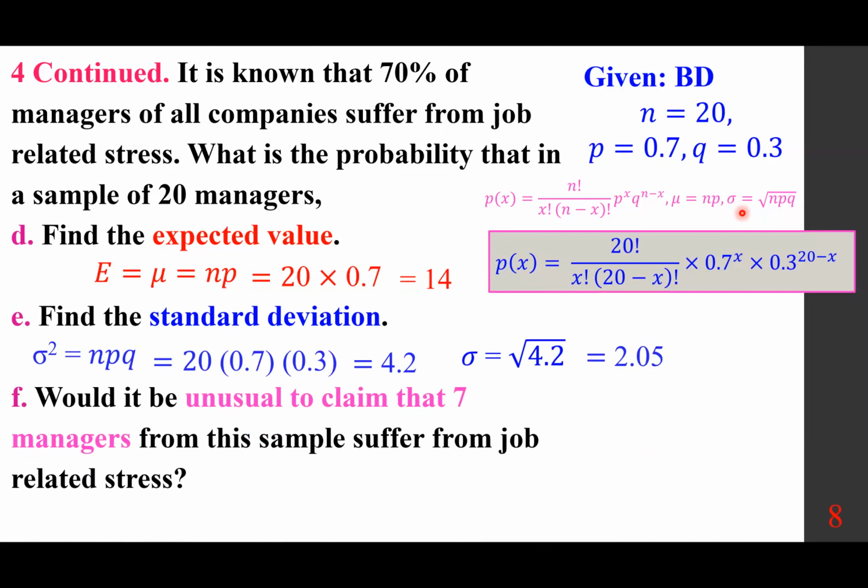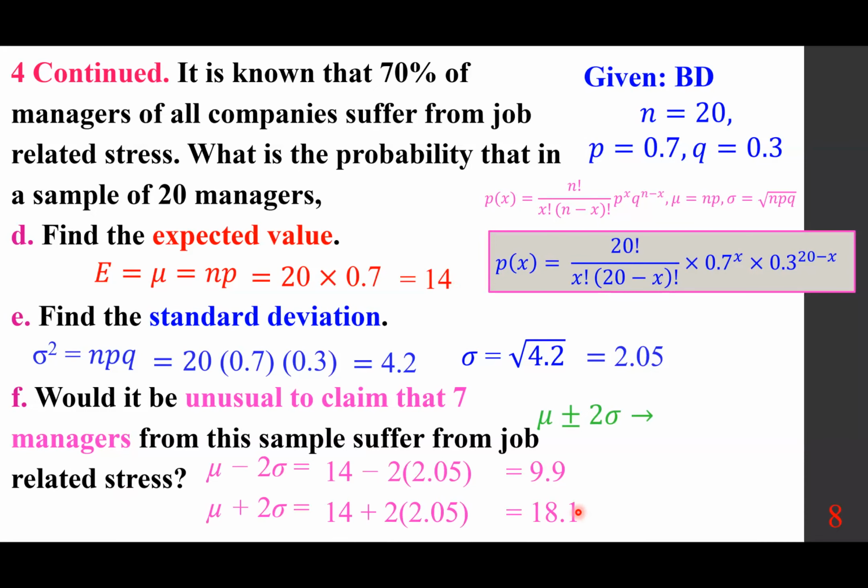Would it be unusual to claim that 7 managers from this sample suffer from job-related stress? I hope you remember the usual would be mu plus minus 2 sigma. So you multiply the sigma by 2, you add it to this number, and you subtract it from this number. So mu minus 2 sigma, that means 14 minus 2 times 2.05. And mu plus 2 sigma, that means 14 plus 2 times 2.05. And they result in 9.9 and 18.1.